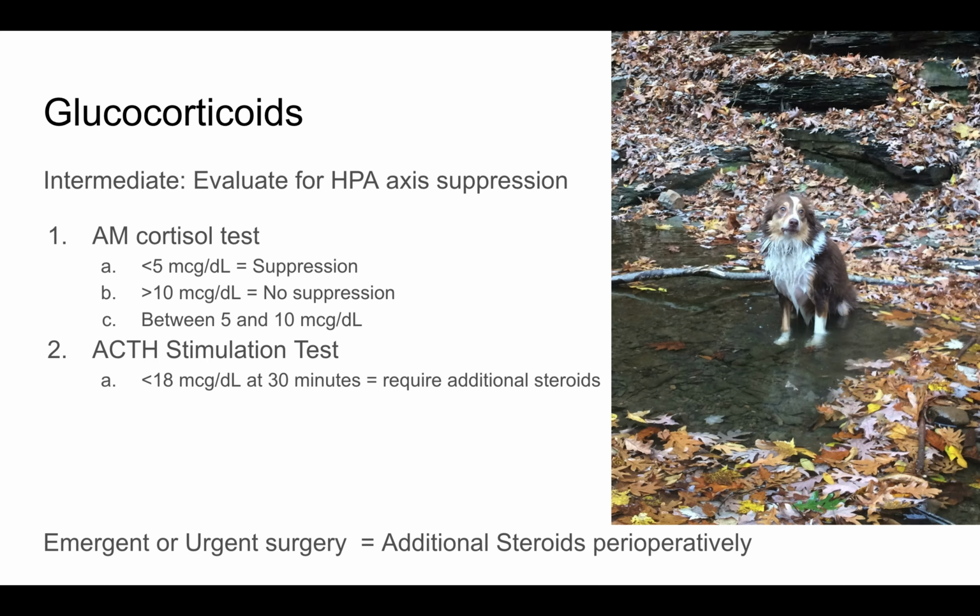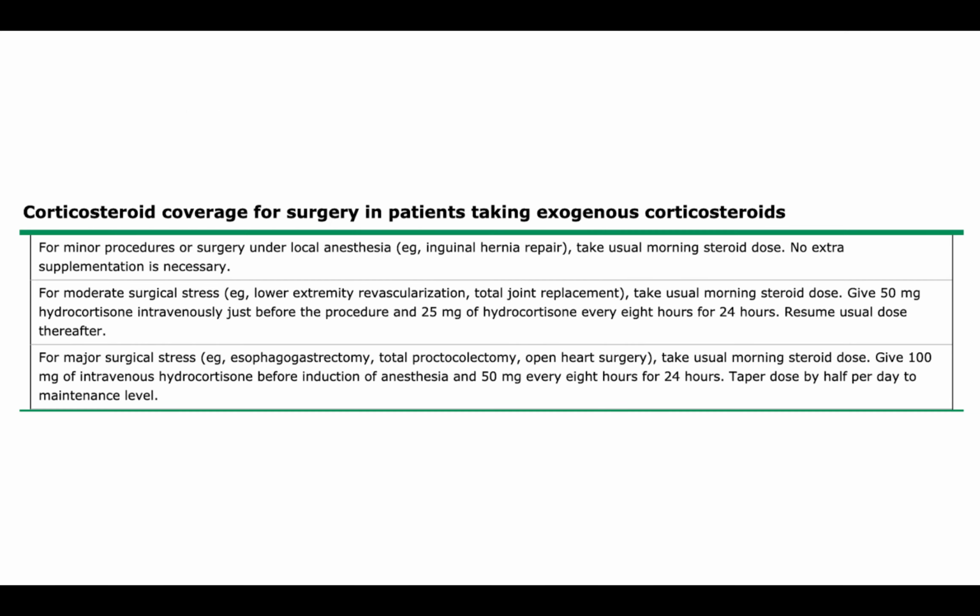And in any patient undergoing urgent or emergent surgery, you should probably give them additional steroids perioperatively, because obviously you're not going to be able to do this HPA axis suppression testing. And so it's better to be safe and give them extra steroids perioperatively than be playing catch up and behind the 8 ball in these patients.